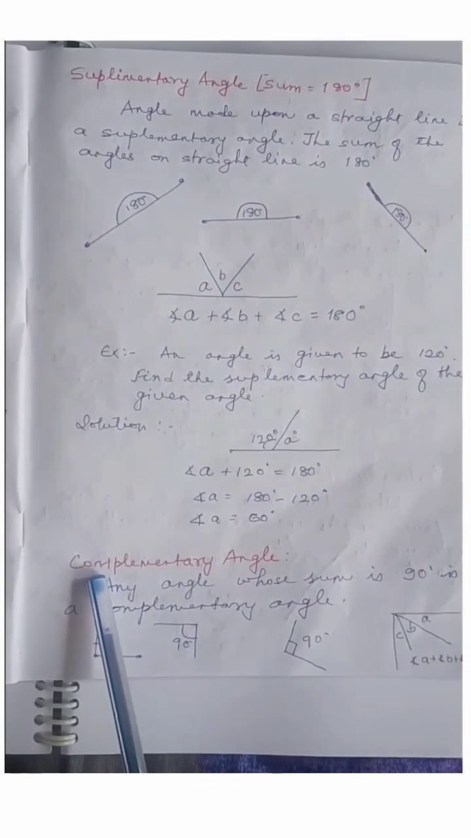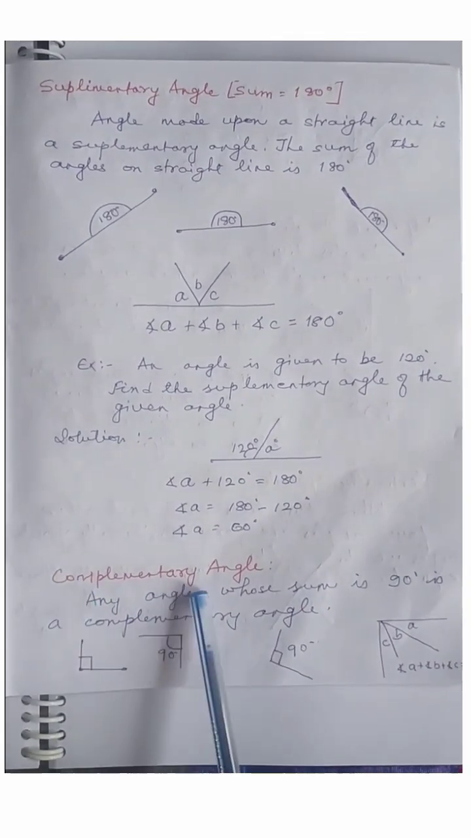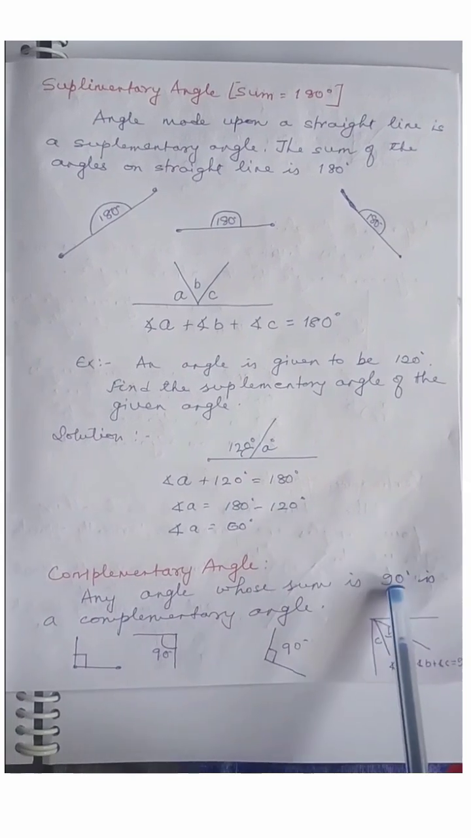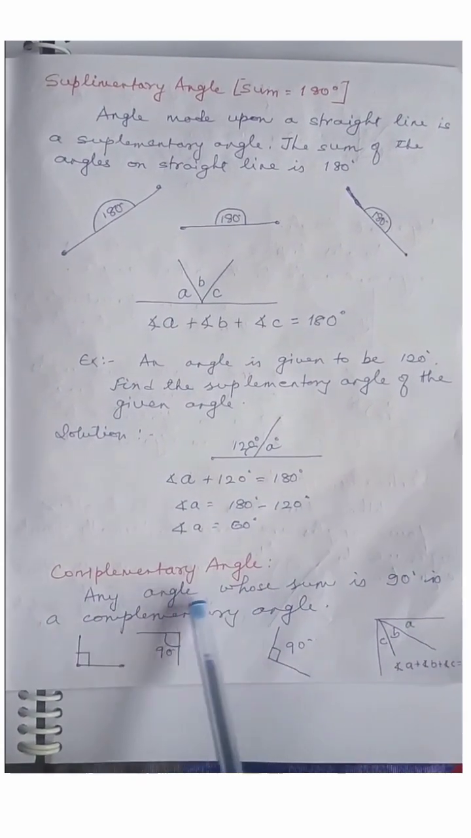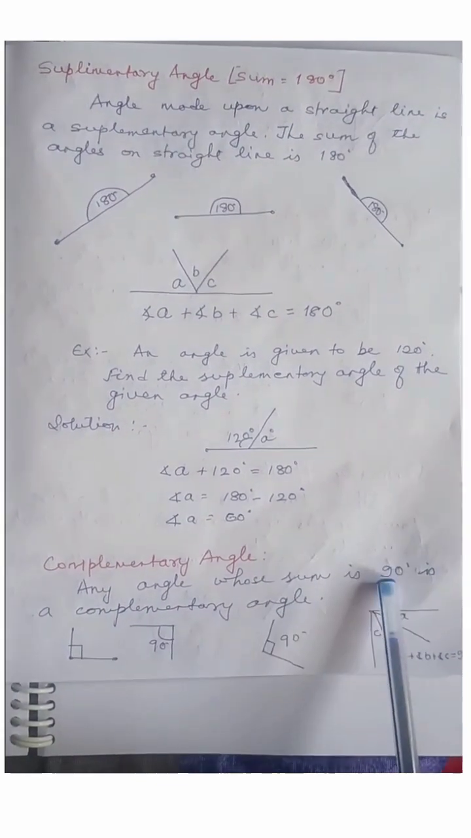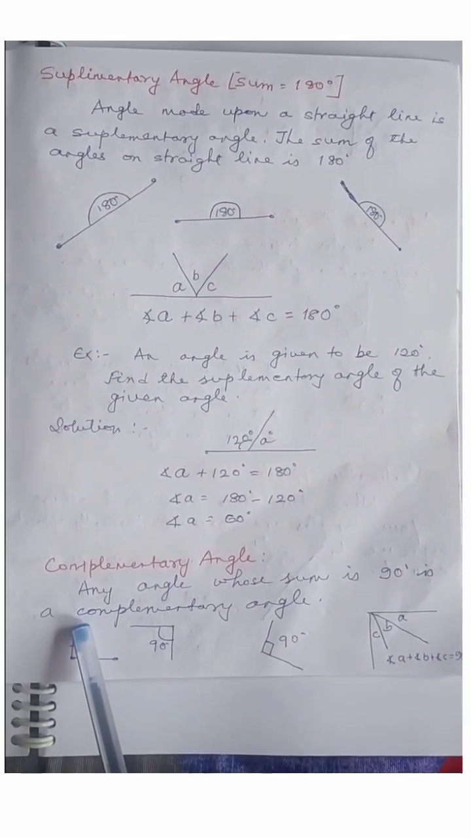Next, what is complementary angle? Any angle made upon 90 degree is a complementary angle, and the sum of these angles will always be equal to 90 degree. So let us portray in figure.